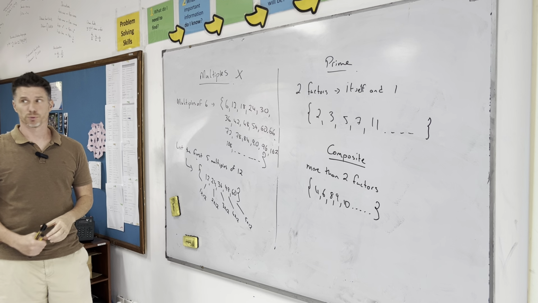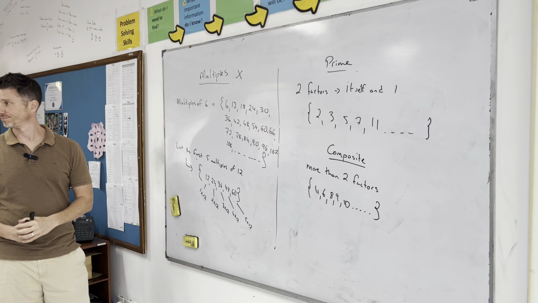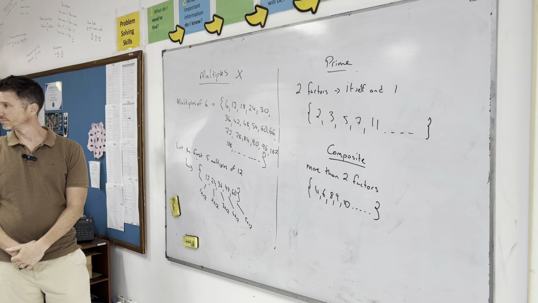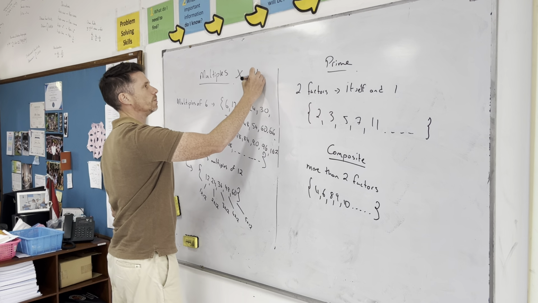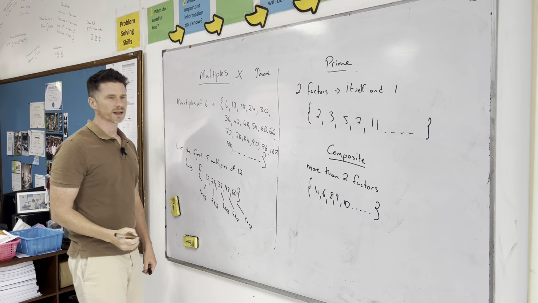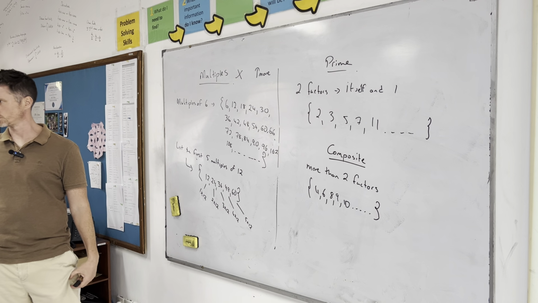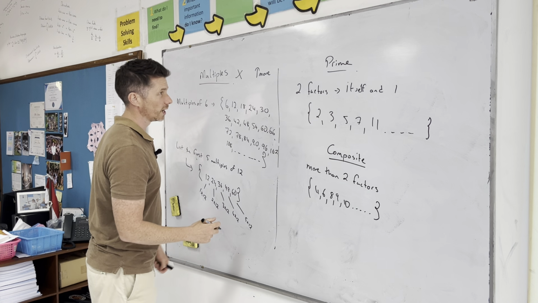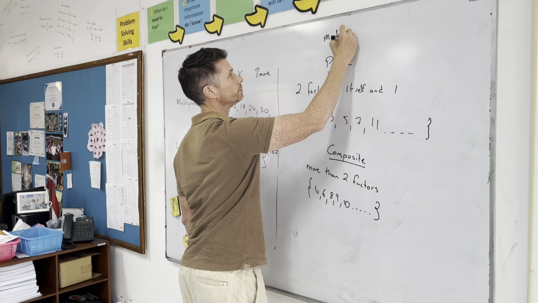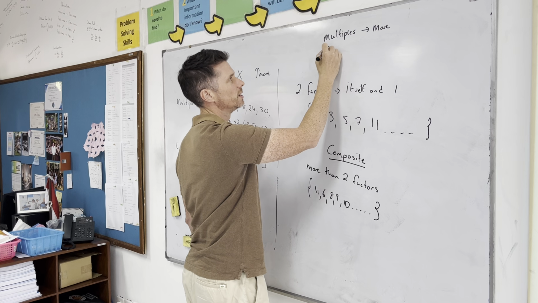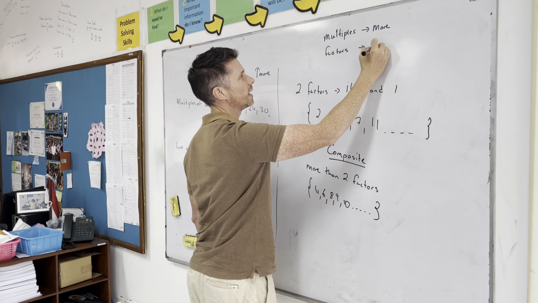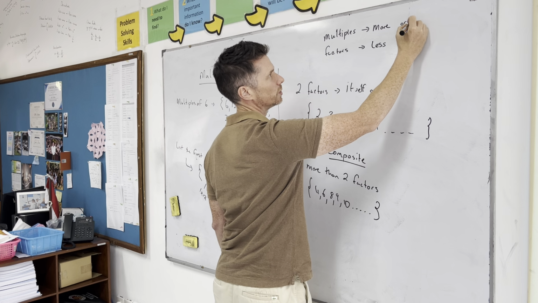Okay. I'm presuming some good notes there. Yes? Multiples will always be the same number or more. Factors will always be the same number or less. Factors are smaller. So you want to make a note of that. Multiples are always more or the same, and factors are always less or the same, you can put in.